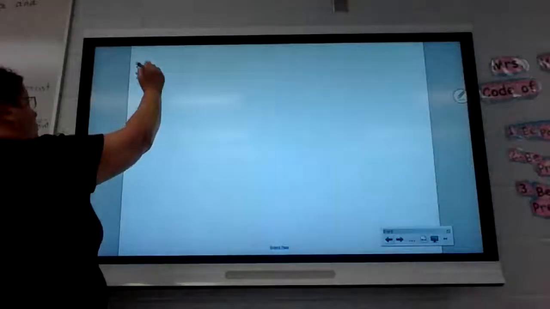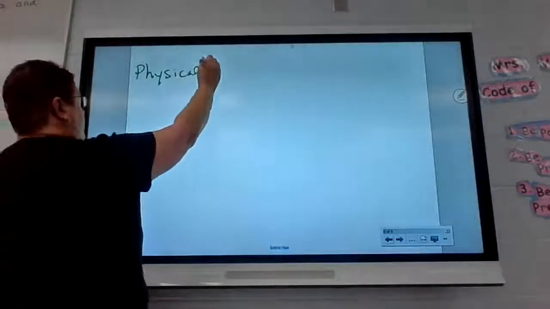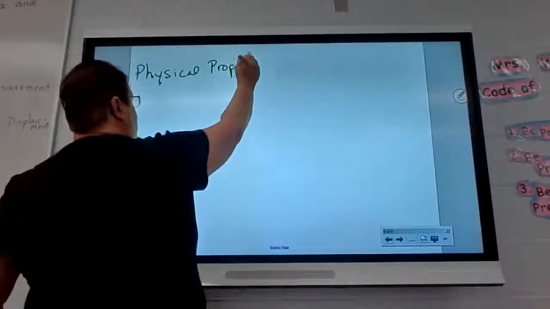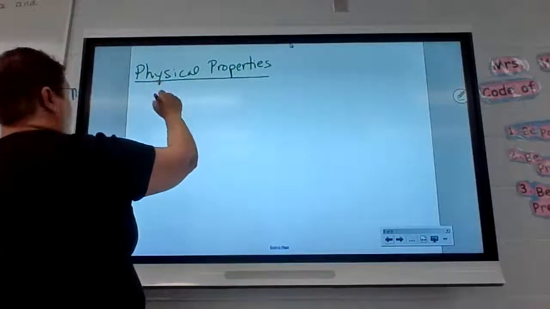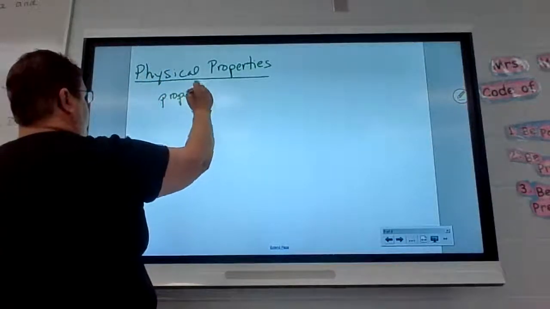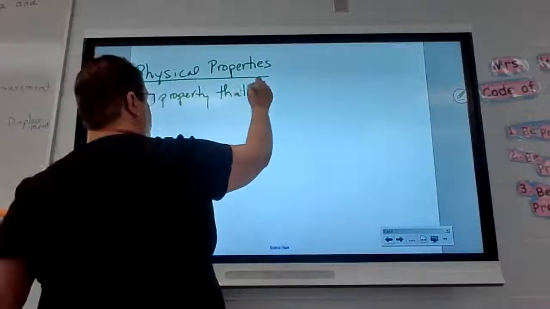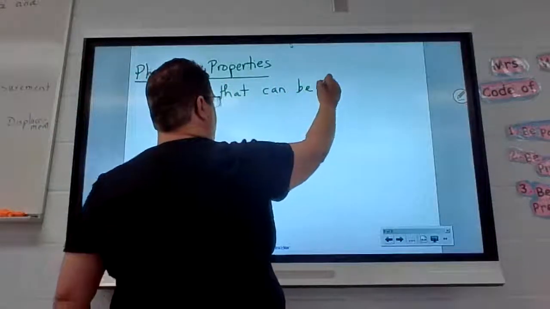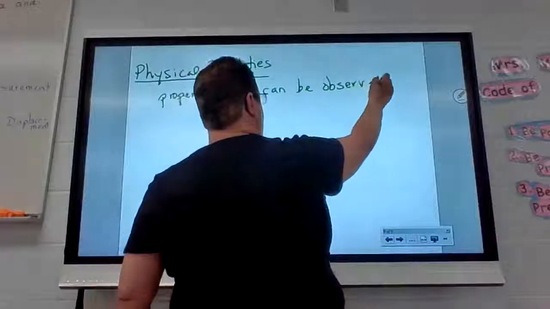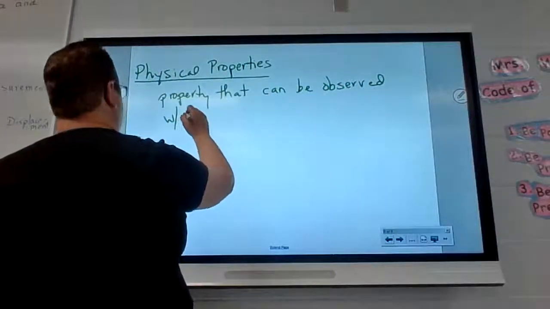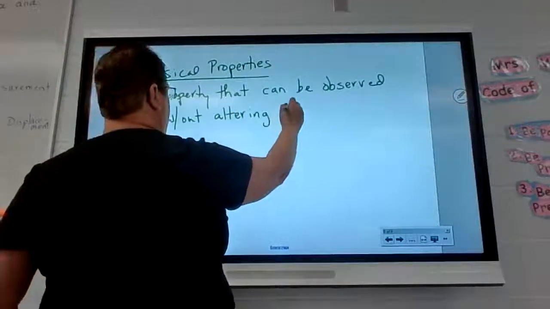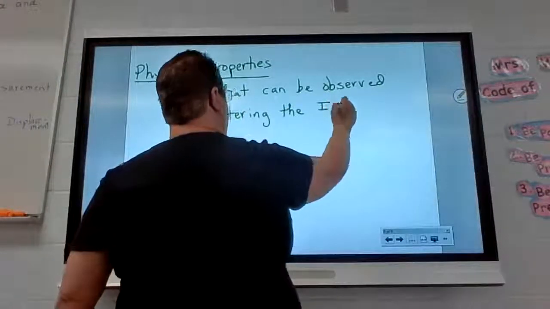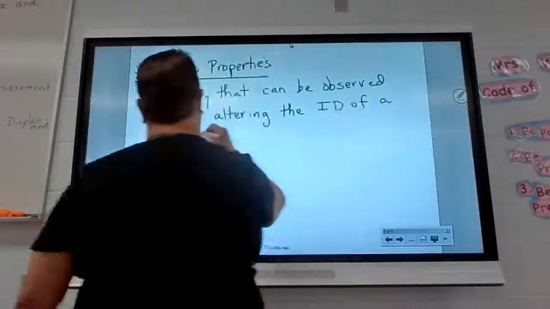Let's talk about physical and chemical properties. We're going to start with physical properties, and then we'll talk about change. A physical property is a property that can be observed without altering the identity of a material.